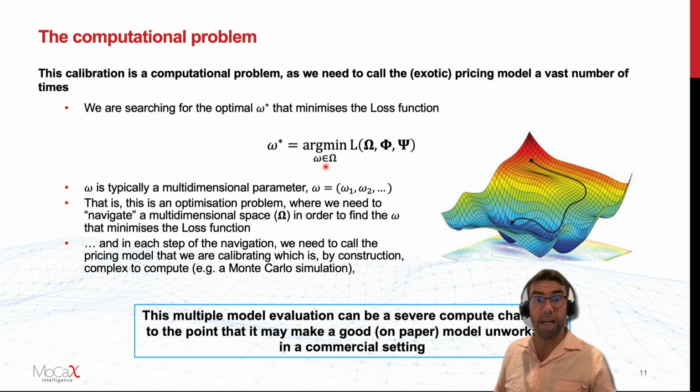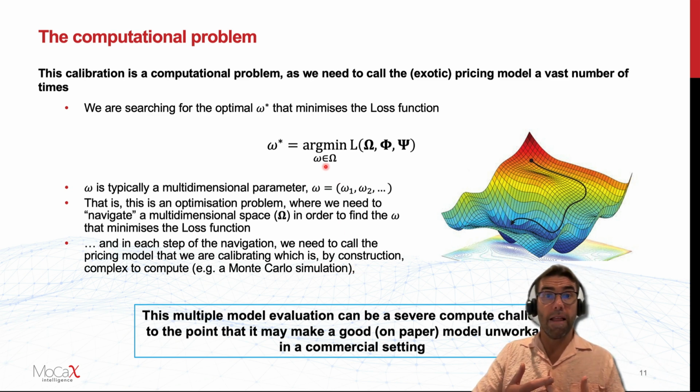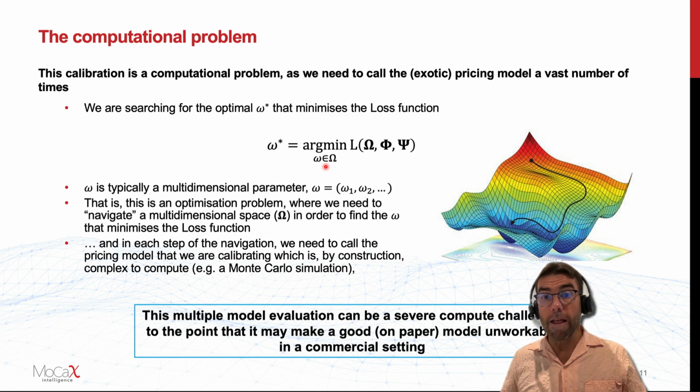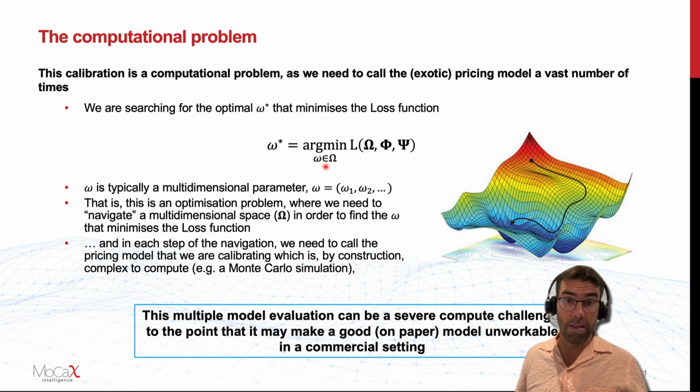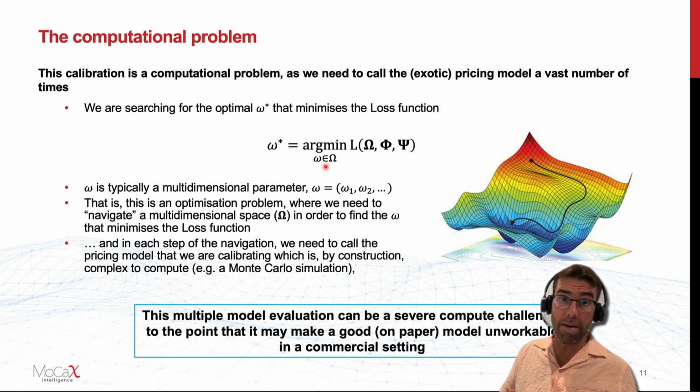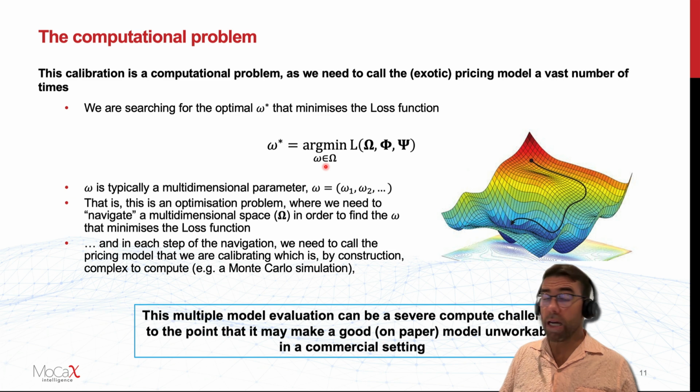If the pricing model per se is a Monte Carlo based simulation that is quite heavy to compute, the whole job of calibrating the model can be quite a heavy job by itself, to the point that it can be too slow, too expensive to do, so that in a commercial setting it doesn't really make much sense. It doesn't provide any benefit. So what we are trying to do in this video is to see how we can use AI functions to ease this problem.